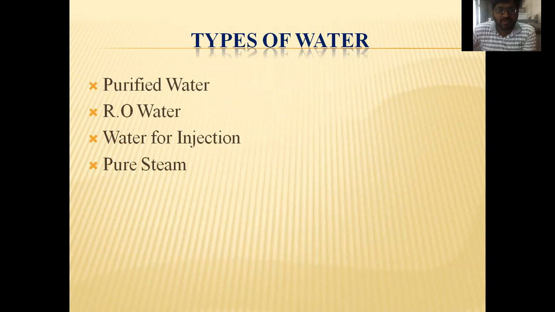After completion and separation from the raw water, it is categorized into four different types of water: purified, RO, water for injection, and pure steam. Pure steam is generated from the water for injection. The rest of the three, purified, RO, and water for injection, are essential and very important water types in pharmaceuticals.